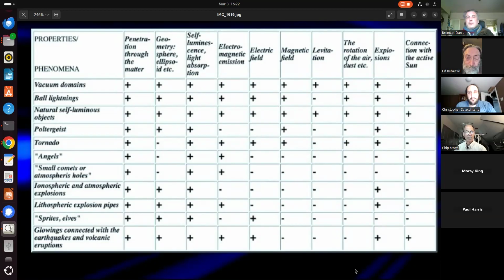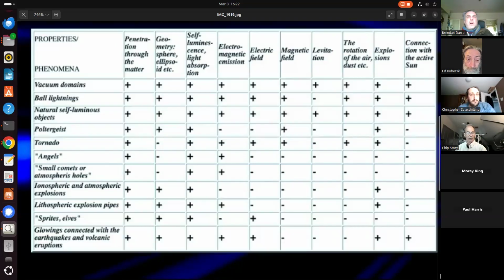Okay, vacuum domains gets check marks in every one of those. Ball lightnings gets check marks in every one of those except levitation. Yep. Well, they do float. All right. Natural self-luminous objects, check marks across the board. Poltergeist, check marks across the board, except for five. Electroemission, electrical field, levitation, rotation, connection with the active sun.